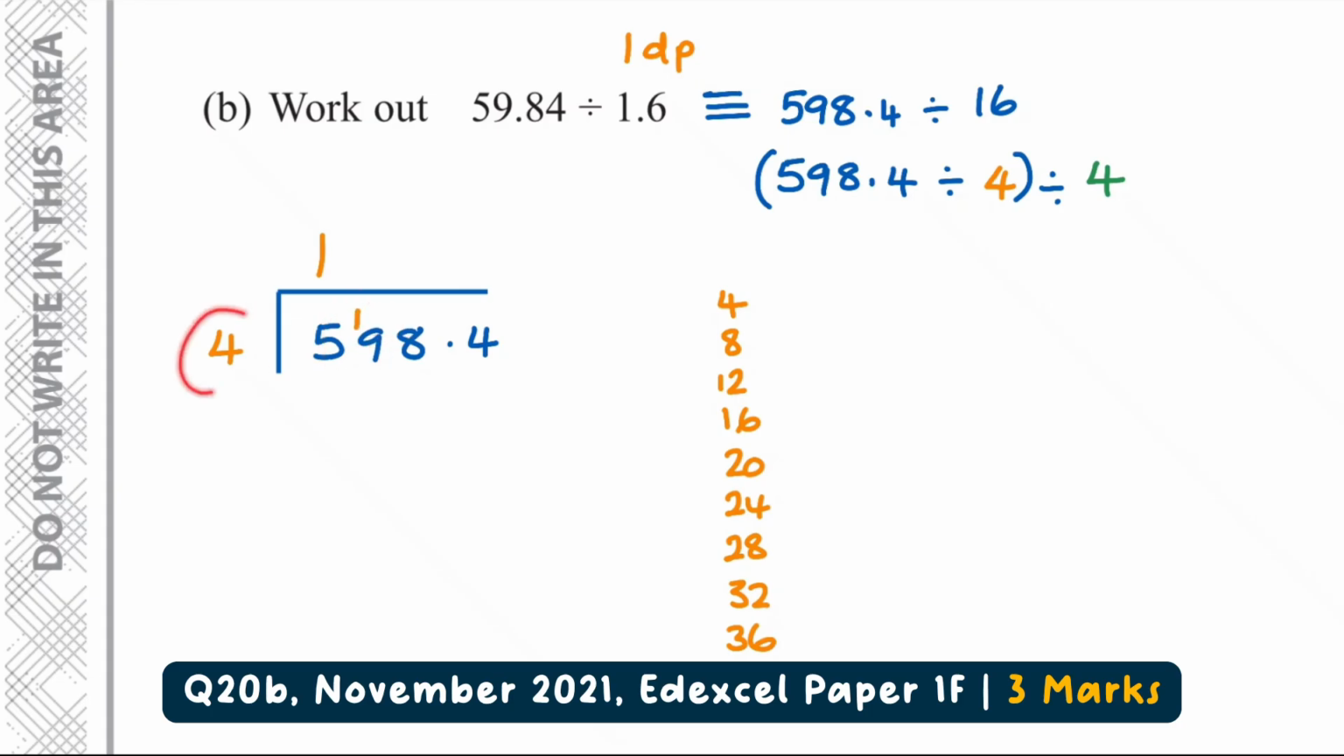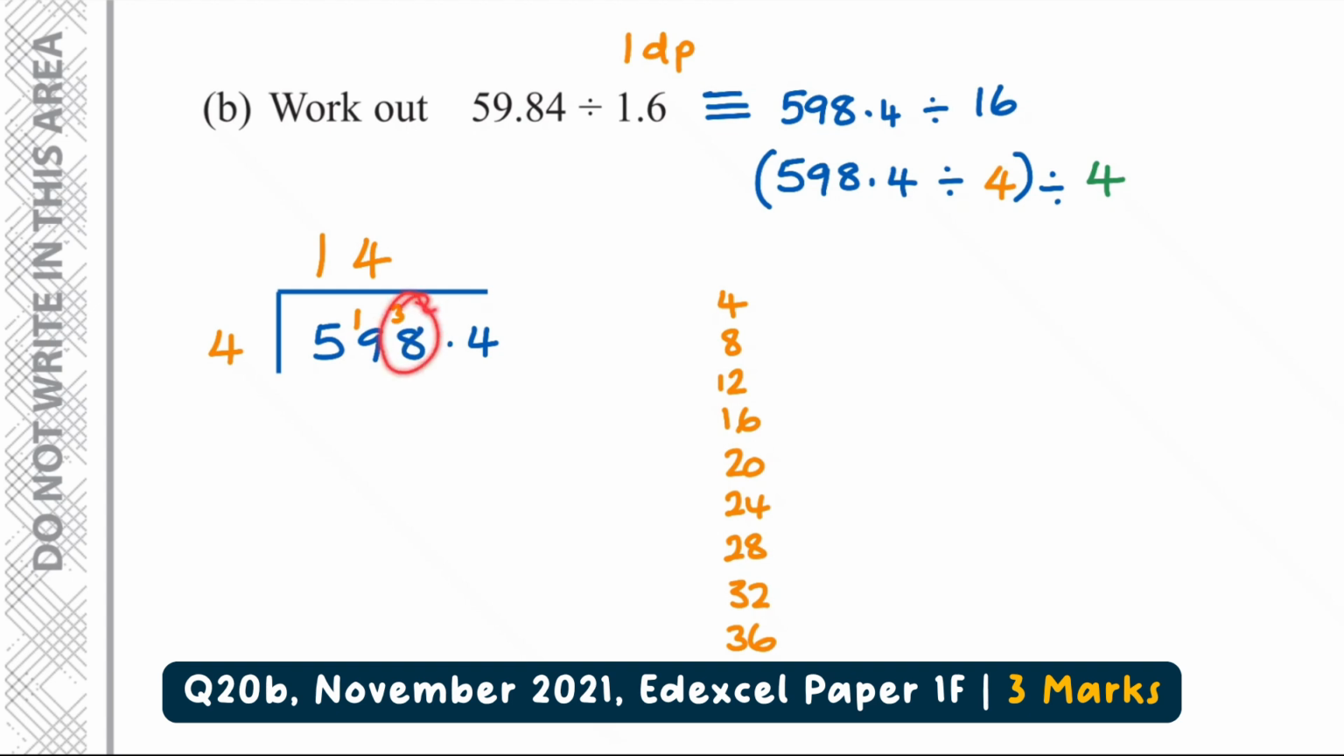So how many 4s in 19? Looking on the list here, there's no 19 on the 4 times table, so we count to the biggest number before 19. That's 1, 2, 3, 4. That's 4 lots, so we put 4 on top of our bus stop. From 16 to 19, we've got 3 left over, so we carry 3 to the next digit.